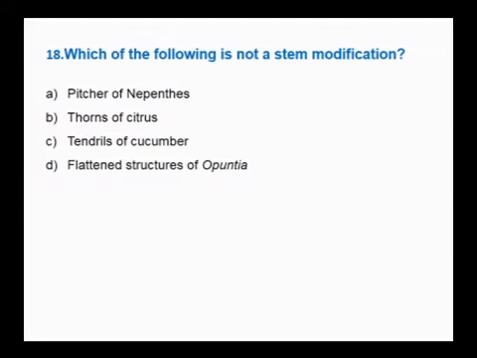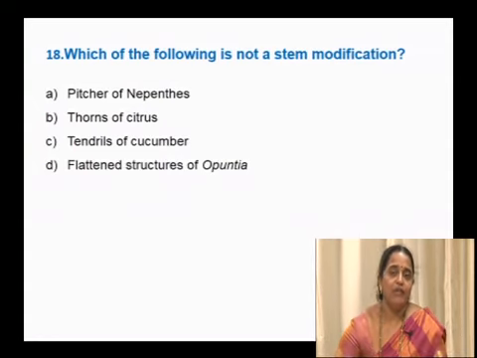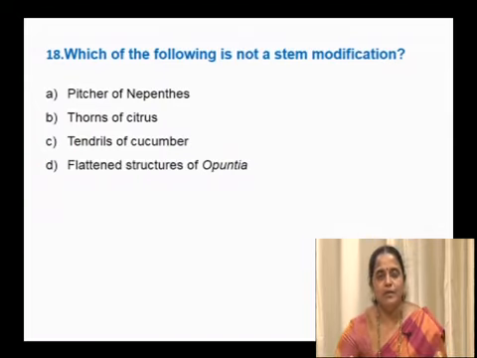Which of the following is not a stem modification? The flattened structure of Opuntia is called phylloclade. They are mainly for photosynthesis, because here the leaves are modified into spines. The tendrils in cucumber are stem modifications for mechanical support. The thorns of citrus plants are modified buds for protection. So, these three are stem modifications.